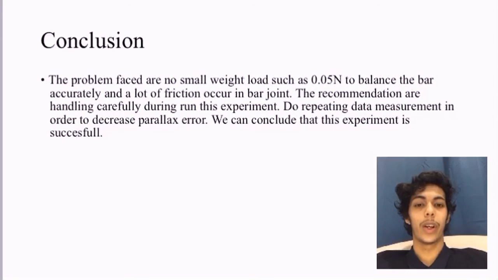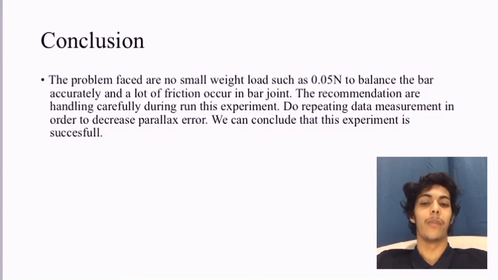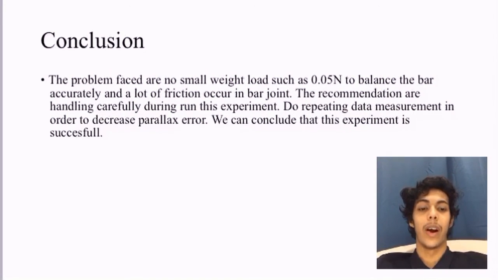So the conclusion that we can draw based on this experiment is that we understand the principle of moment in order to apply it to real engineering design such as bridges, building structures, shipping construction and others. The problems faced during this experiment are that there are no small weight loads such as 0.05 Newton to balance the bar accurately, and a lot of friction occurs in the bar joint. The recommendations are to handle carefully when running this experiment and to repeat data measurements in order to decrease parallax error and to get accurate data.